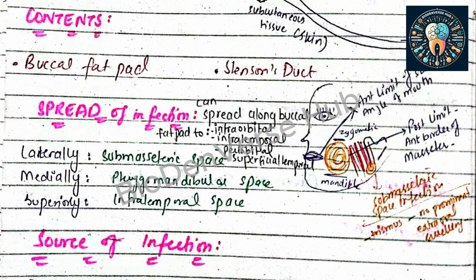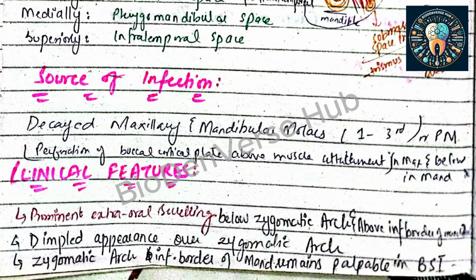Laterally, it can go on and involve the submasseteric space. Medially, it can involve the pterygomandibular space. And superiorly, it can involve the infratemporal space. So these were the spaces that can get involved secondarily as a result of infection of the buccal space. So now moving on towards the clinical features.